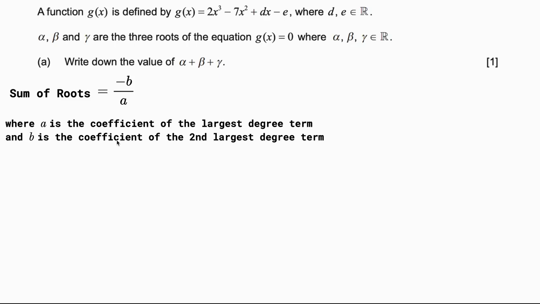So we can just plug this into our formula. As mentioned before, b is negative 7, plug that in here, this becomes positive, a is 2, and our answer is 7 over 2, which is just 3.5. So moving on to part B.